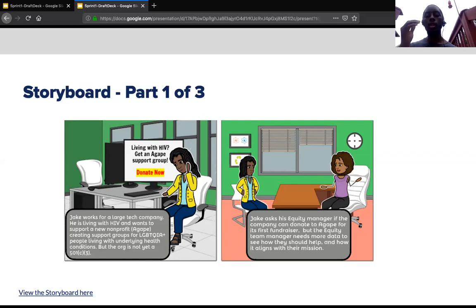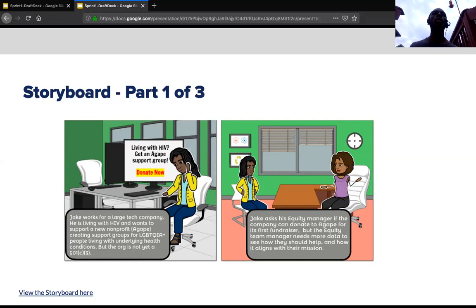So he goes to his equity team manager, who they regularly do. This is specifically the LGBTQIA+ equity team, and they're a very inclusive environment, but they're a tech company. They usually give the LGBTQIA+ community some stuff like coding classes and access to technology. So they're not really seeing how this is relevant to them. So the manager gives them a bone.